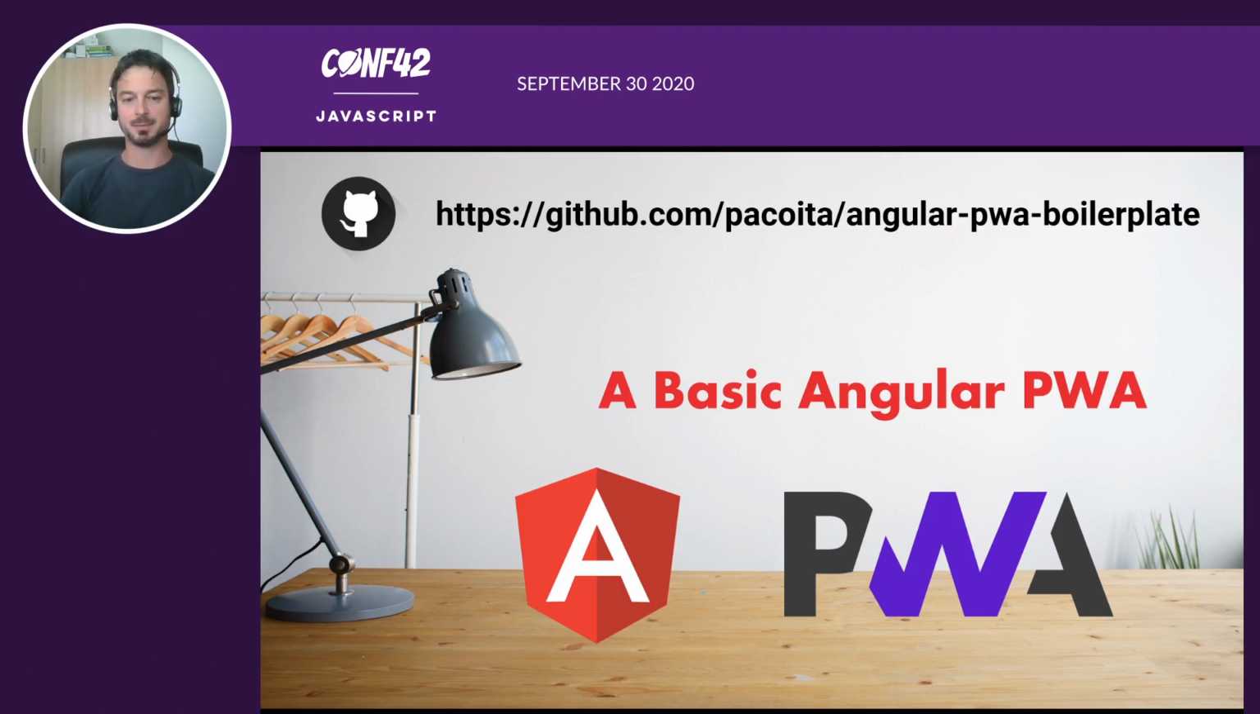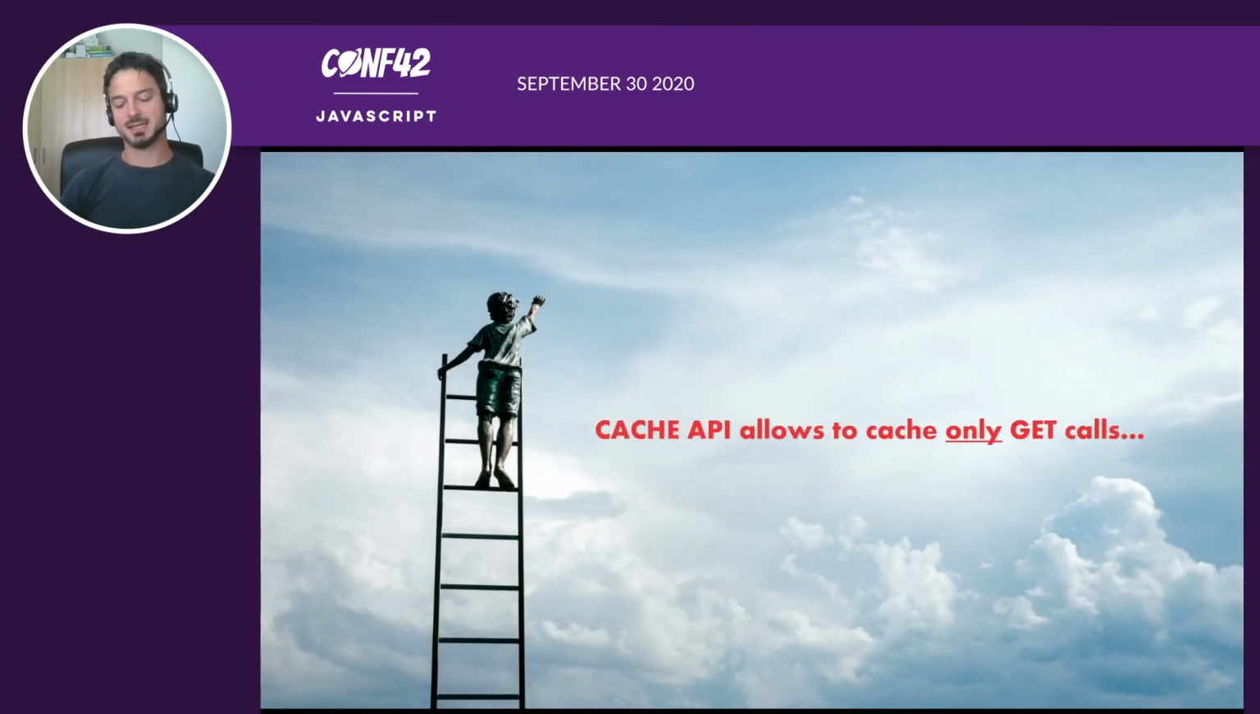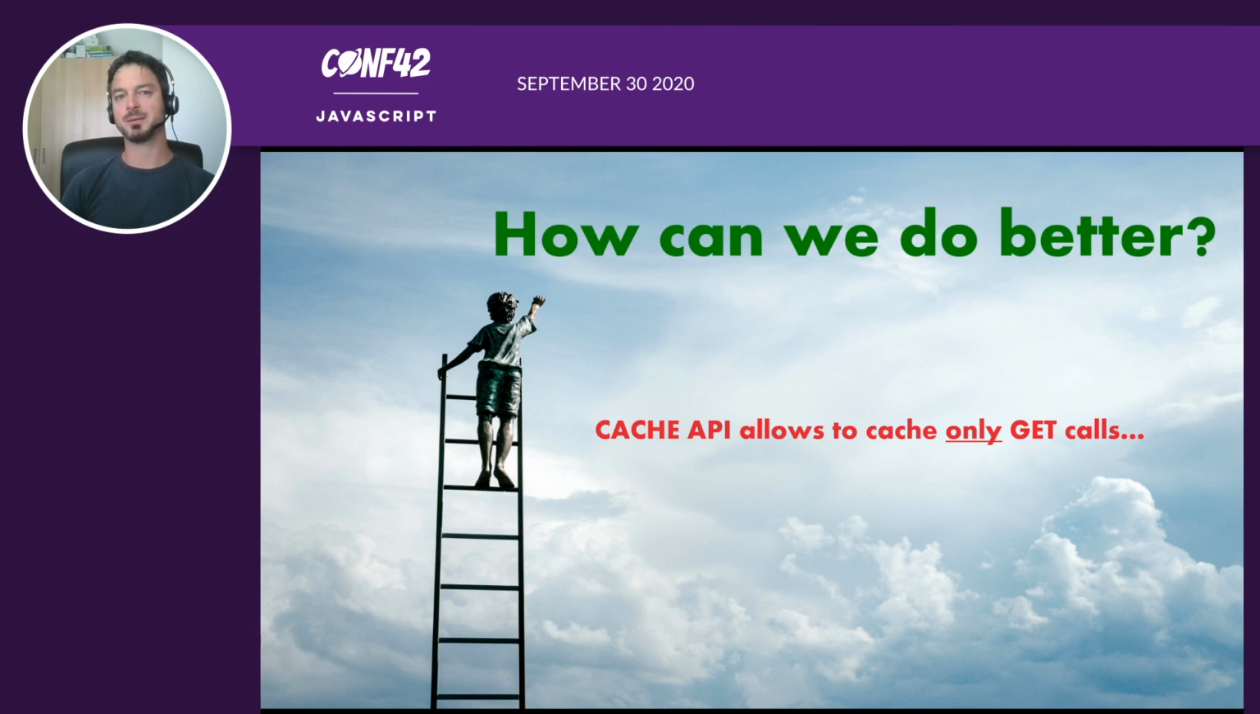Very few steps. Let's continue with our application, with our presentation, sorry, and let's see one limit of progressive web apps. We can see that we could cache some get calls when we try to fetch some data, but would it be possible to provide a better experience?